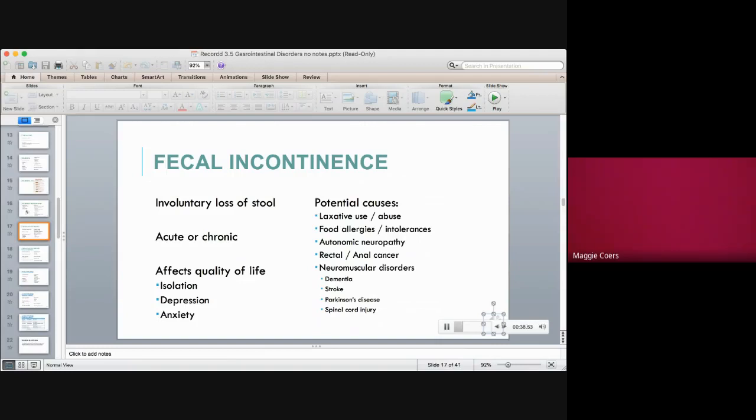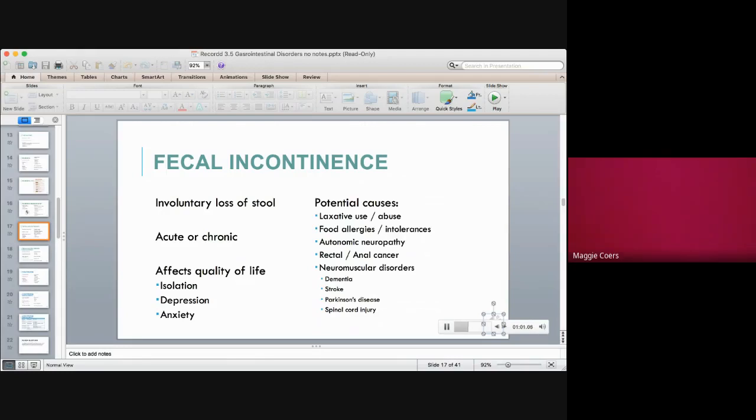Much of the time, fecal incontinence comes with the patient having a history of laxative abuse. Okay, so we're talking about potential causes. So, which is actually pretty common, especially in older white females. So, laxative use or laxative abuse.